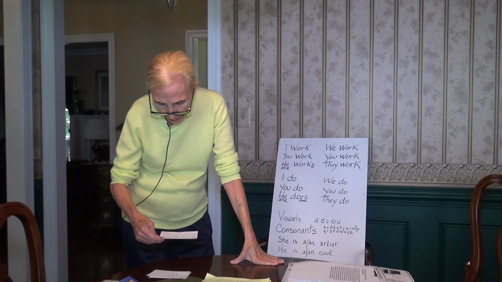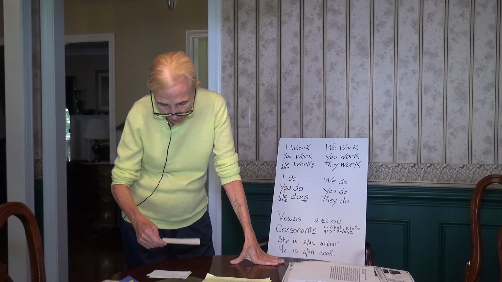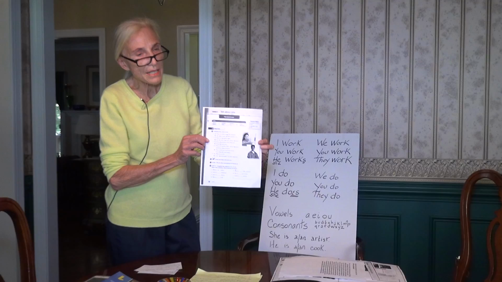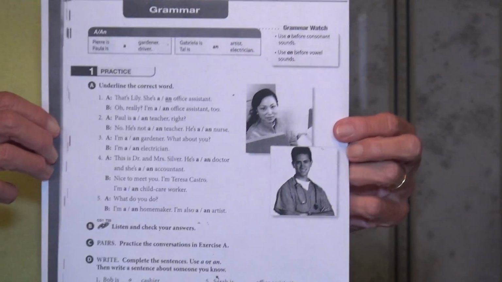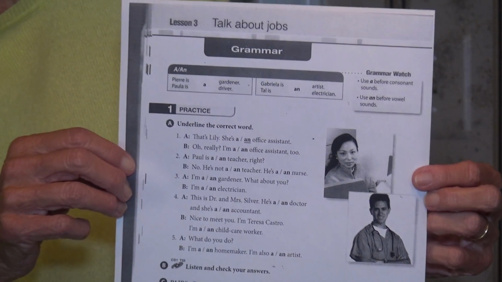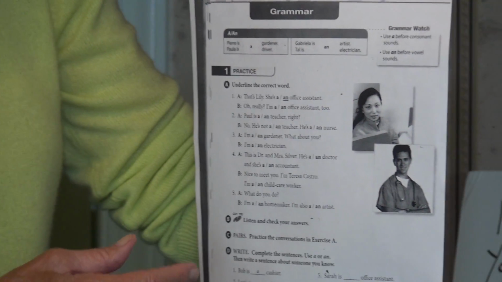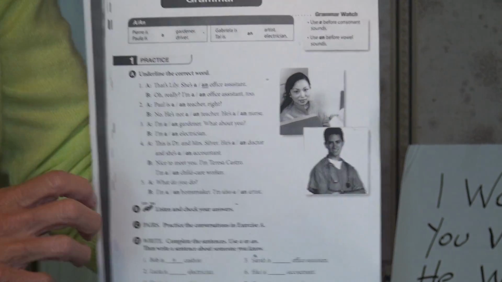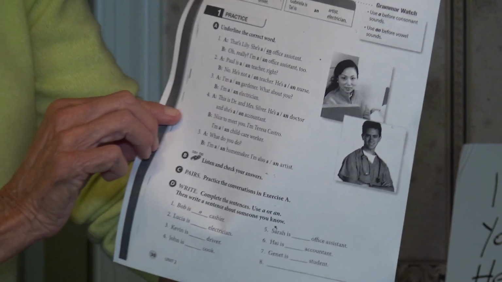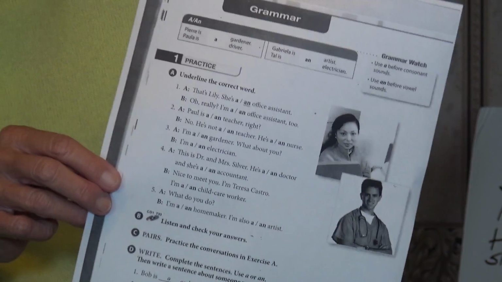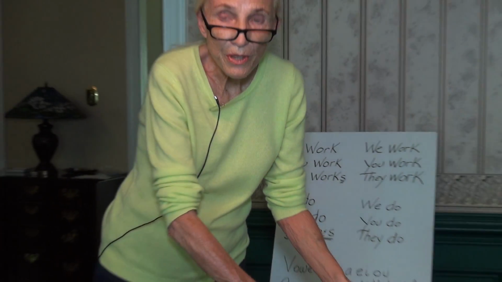Finally, I would like to do one more thing in the book. And we will zoom in on this. This is an exercise using the a or an before the consonant or vowel. And it's in the book. And I'd like you to do that in class now. Again, I am an office assistant. He is a cook. So let's do that from the book. And they will do that.